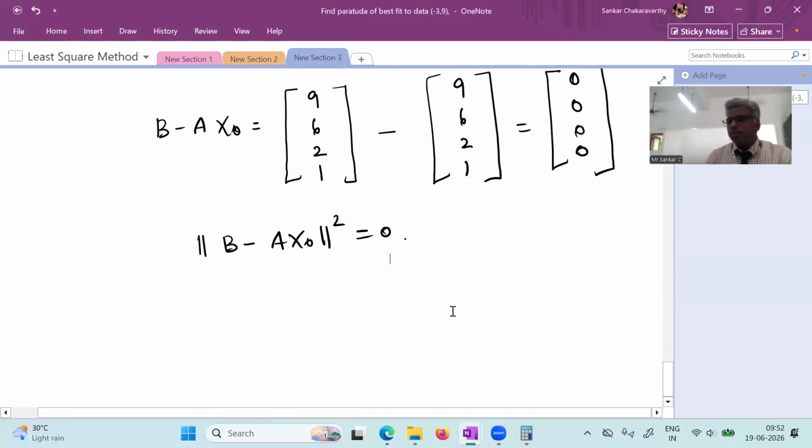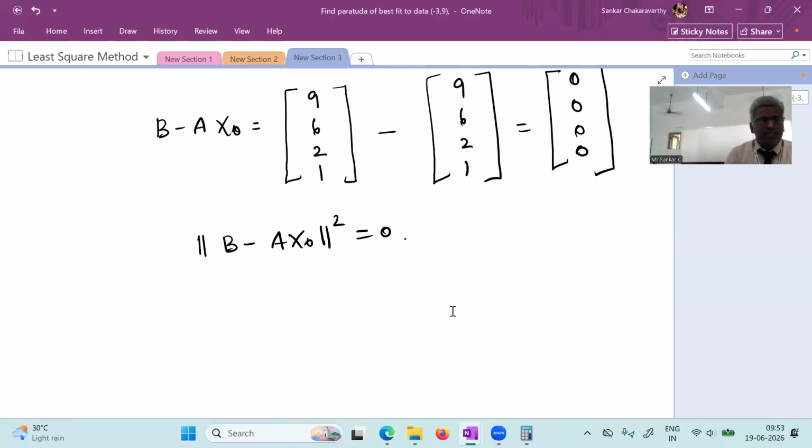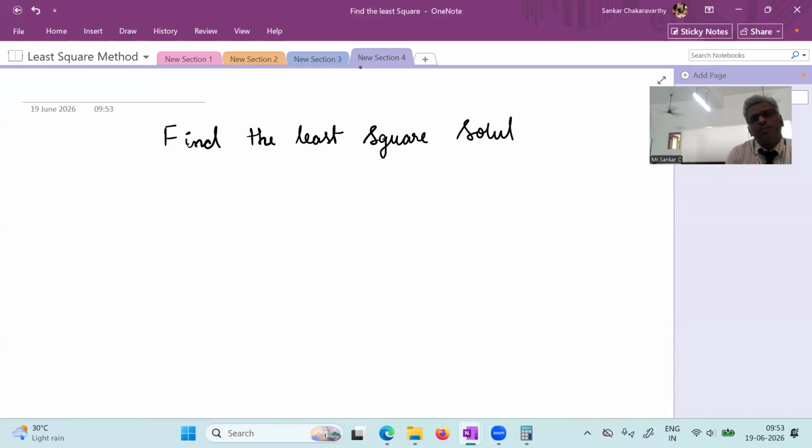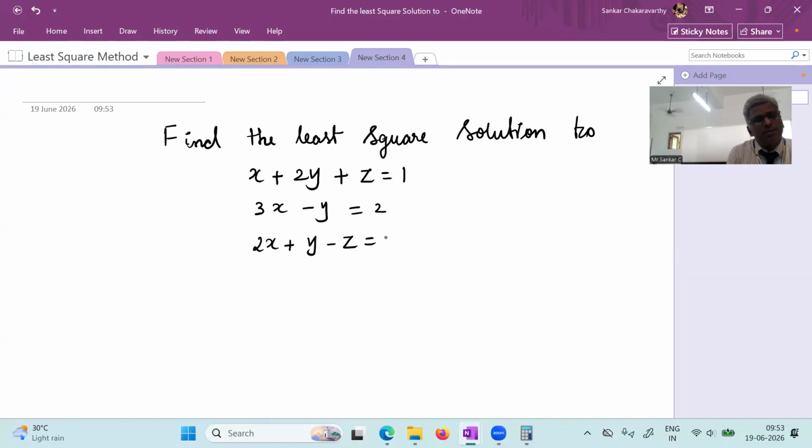And the third one, suppose you may have the question in the form of a matrix. The question will be like this: find the least square solution to this system of equations, y plus z is equal to 1, and so on. We ask you to find the least square solution to the system of equations.